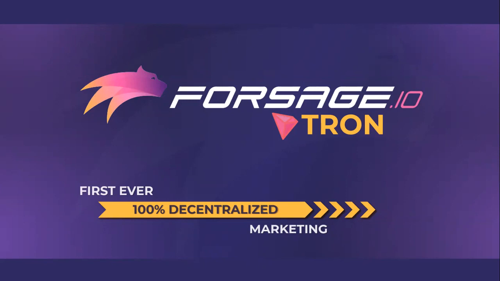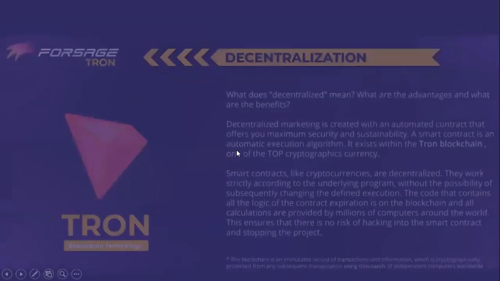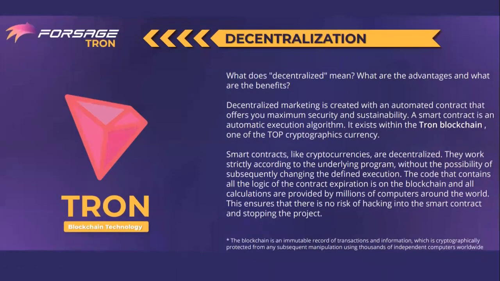Of course, for any presentation, we start with a definition. So let's define decentralization. We said it's 100% decentralized. What does decentralized mean? What are the advantages and the benefits of decentralization? So decentralized marketing is created with an automated contract. Here I have underlined automated, meaning it is not manual. There is no human administrator that makes this happen. It is automated because it is a smart contract.